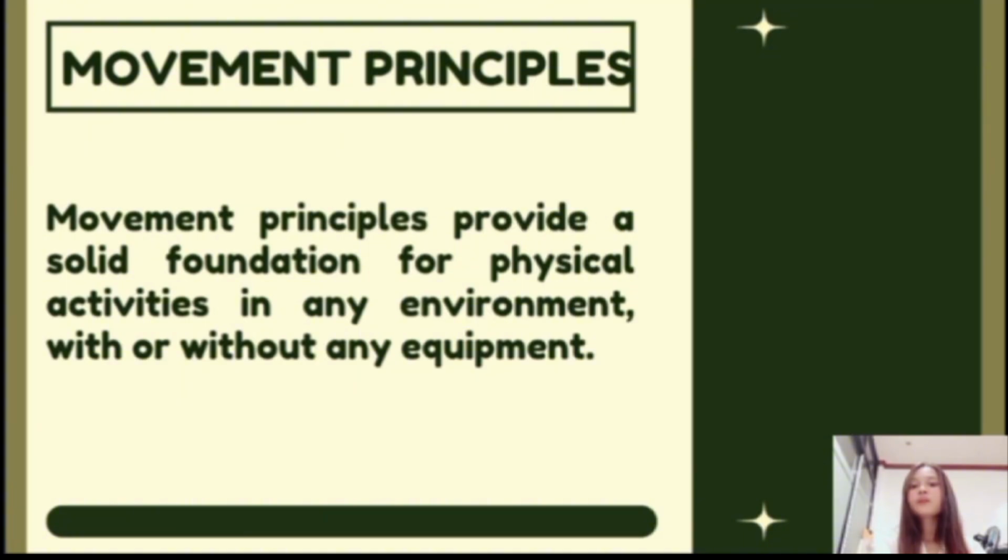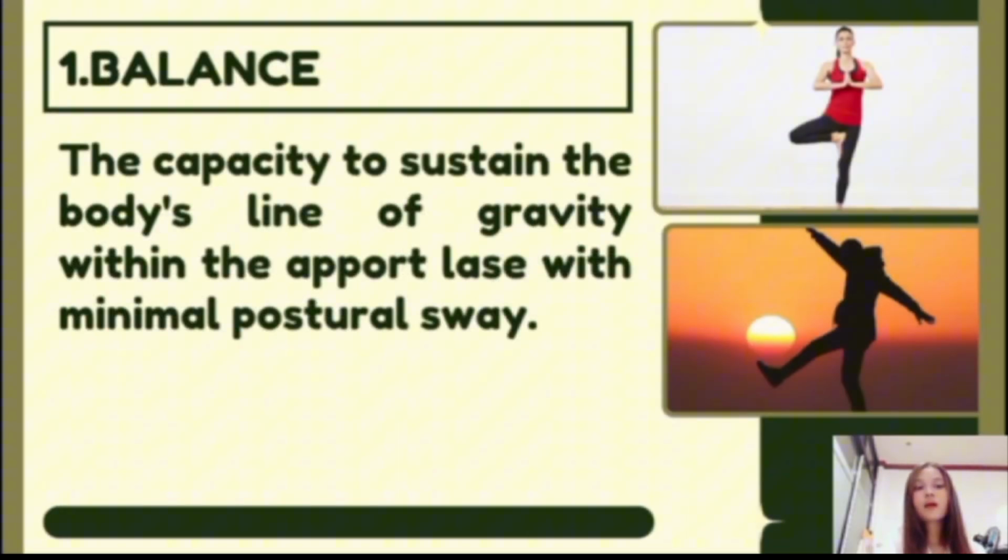So, meron din tayo dito ang movement principles. Ibig sabihin, ito naman ay tungkol sa mga basic rules or scientific ideas na tumutulong sa atin para maging mas maganda at ligtas ang galaw ng katawan natin. Let's explain each one. First, we have balance. Ito ay ang kakayahan nating manatiling nakatayo o nakaupo nang hindi natutumbag kahit gumagalaw tayo. For example, tumayo sa isang paa habang maglalakad sa straight line.